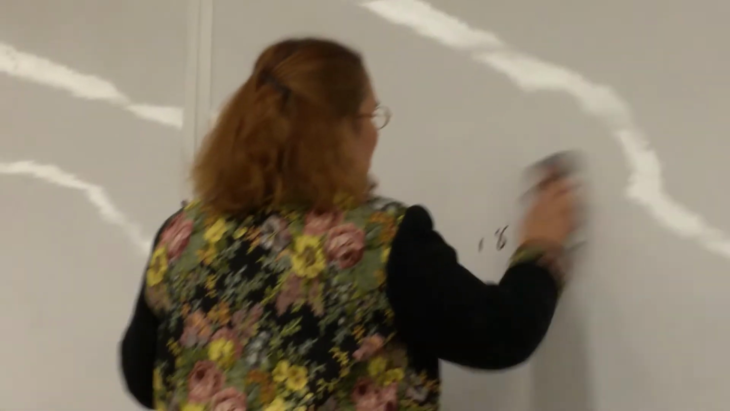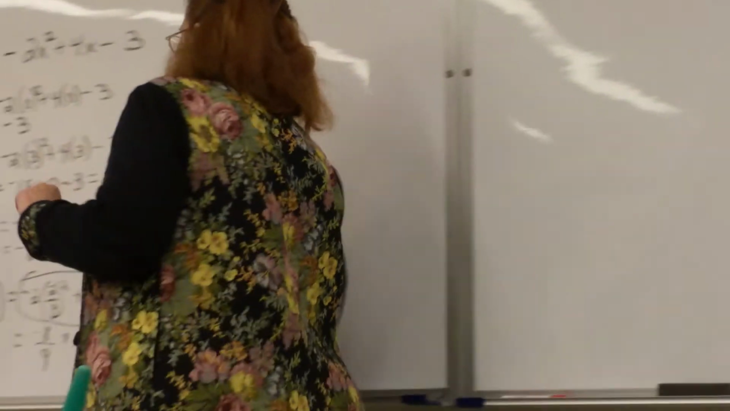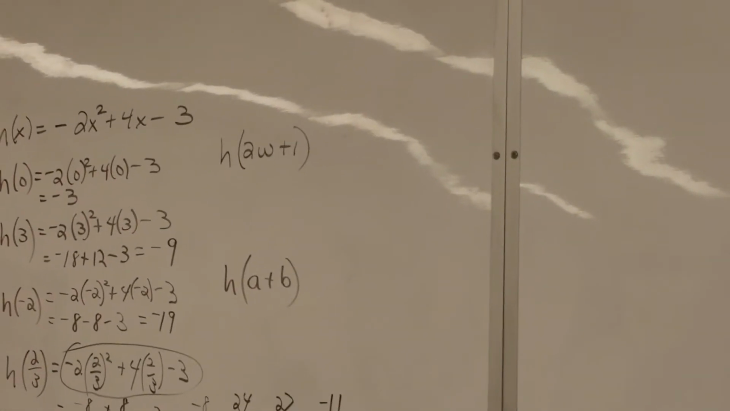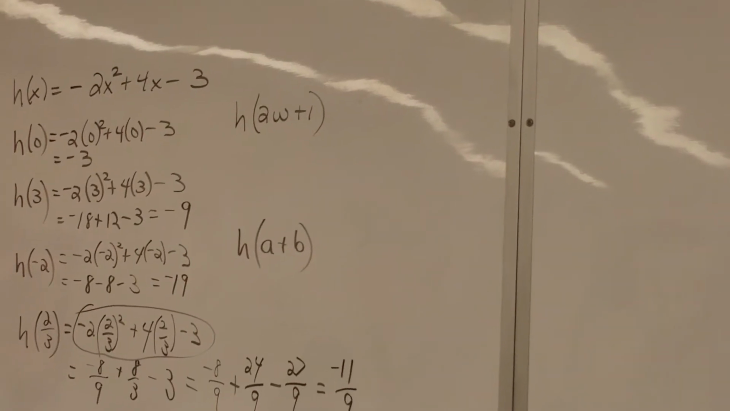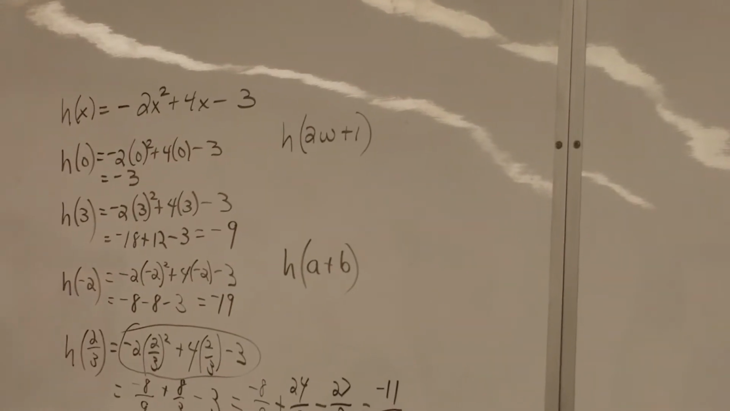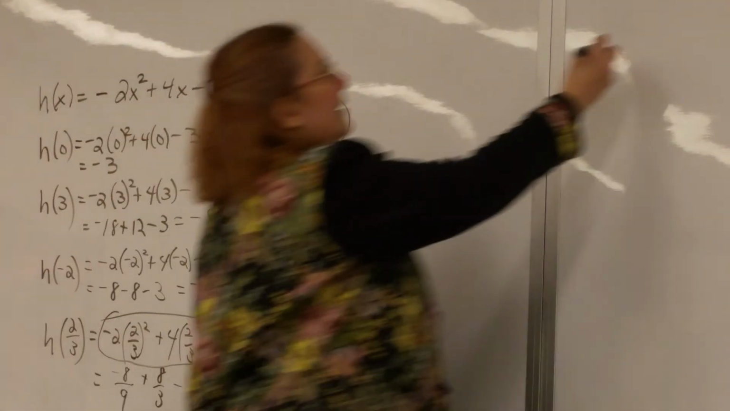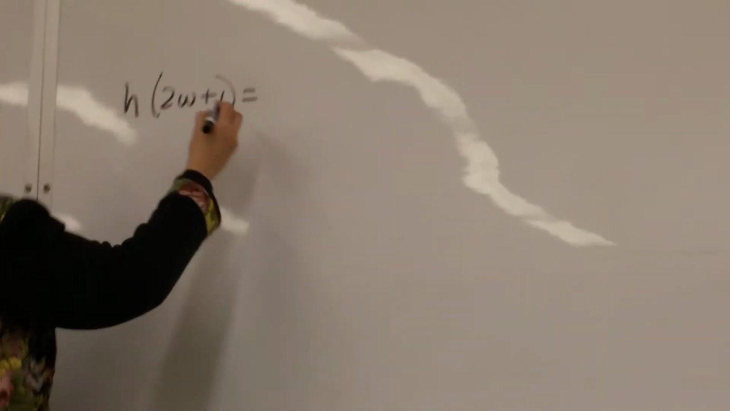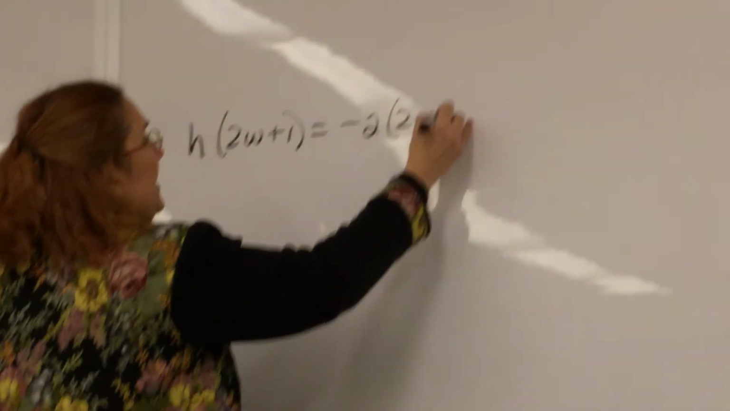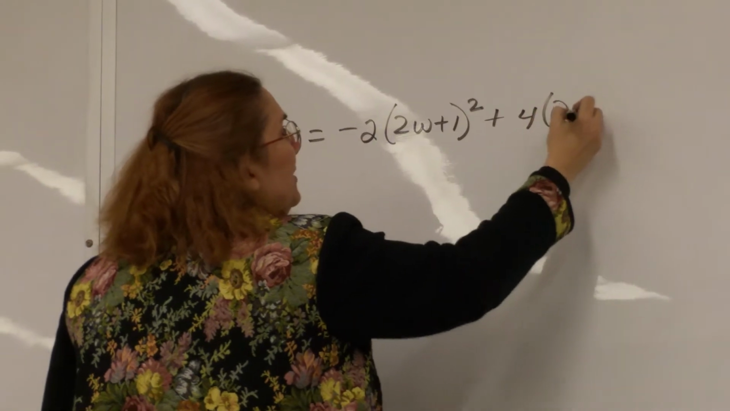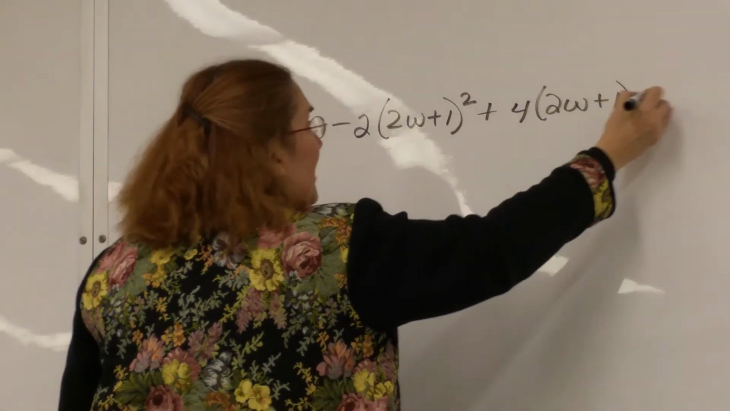These next two that I want to look at talk about what if there's something bigger that you want to plug into the function. So what's h of 2w plus 1? I'm going to plug in 2w plus 1 wherever I see x. So that's negative 2 times the quantity 2w plus 1 squared, plus 4 times 2w plus 1 minus 3.